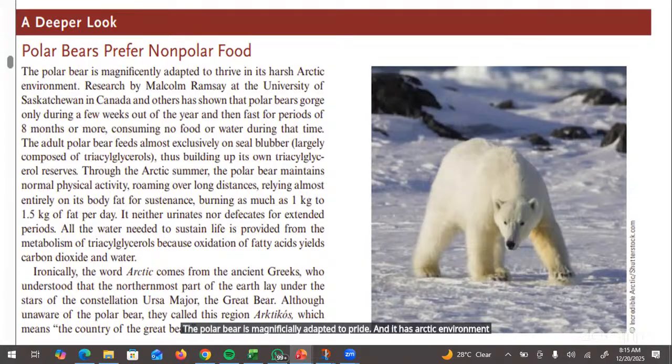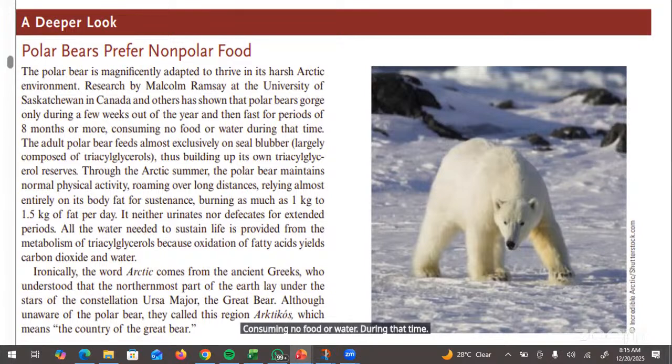Research by Malcolm Ramsey at the University of Saskatchewan in Canada and others, that is a team of researchers, has shown that polar bears gorge only during a few weeks out of the year and then fast for a period of 8 months or more, consuming no food or water during that time.